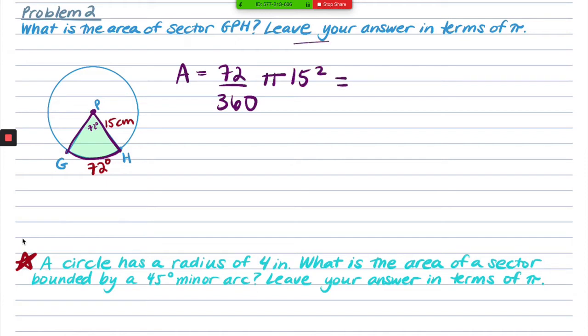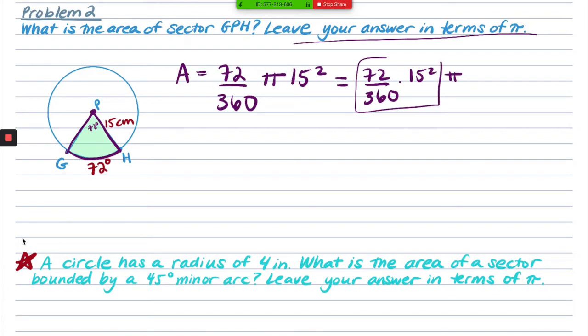It says leave your answer in terms of pi. So this is going to be 72 over 360 times 15 squared pi. And we just have to do this here. You can do that in your calculator, especially 15 squared. You don't need to memorize that.